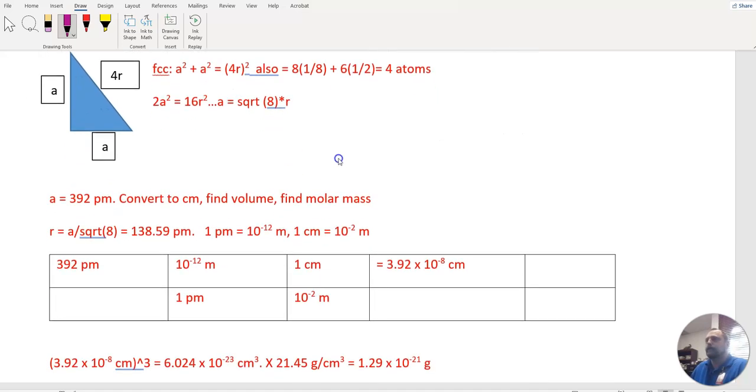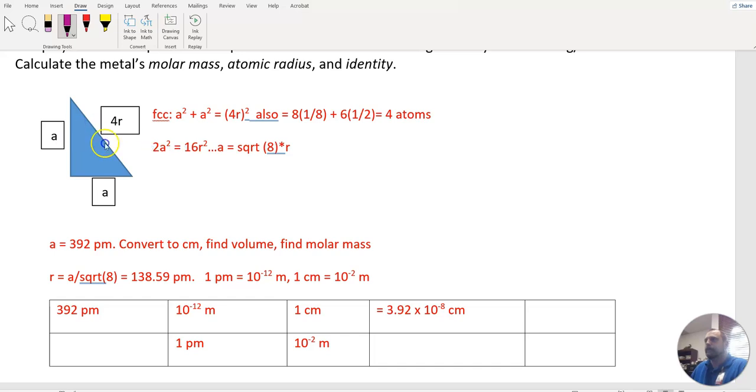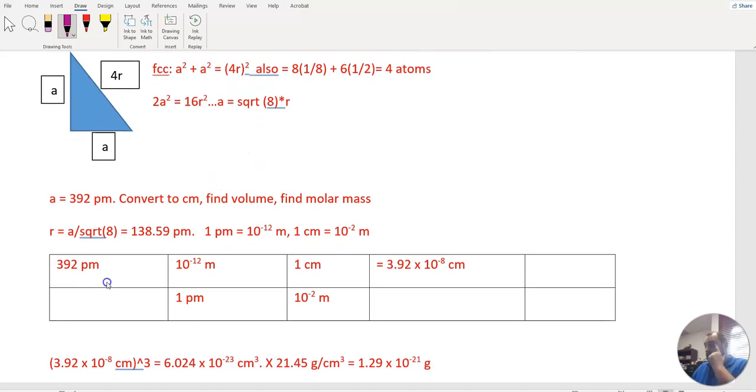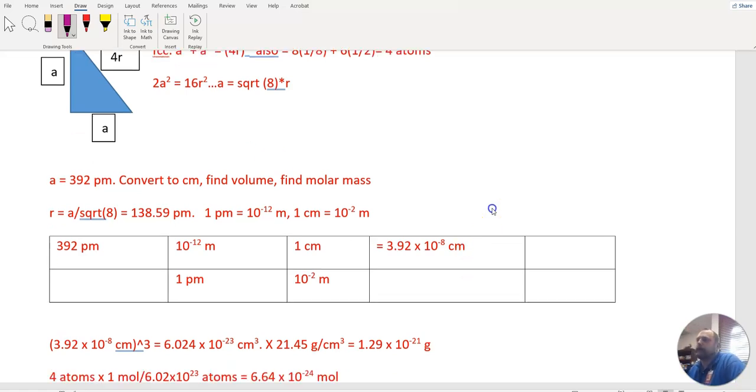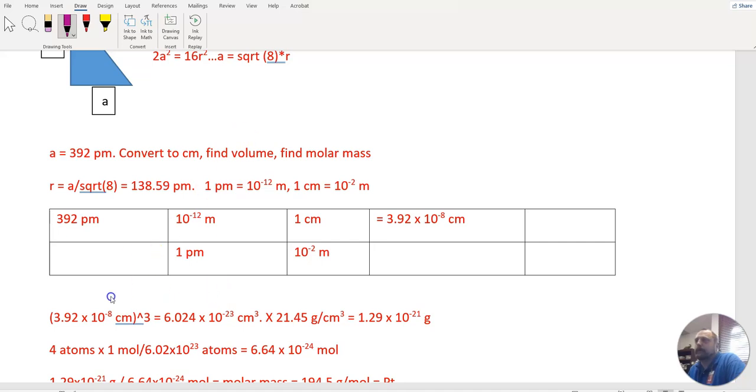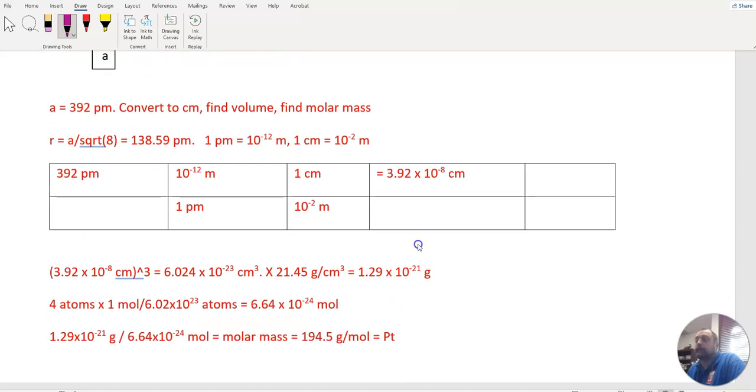And so let's go ahead and start those. So here's my 4R going across. This would be 4 radiuses, so a circle here in the middle. First thing I did is I converted the picometers to centimeters, and then I'm going to cube that. I did that setup here, and I got 6.024 times 10 to the negative 23rd cubic centimeter. Then I multiplied the density times my cubic centimeters, and that gave me the overall mass of my unit cell.